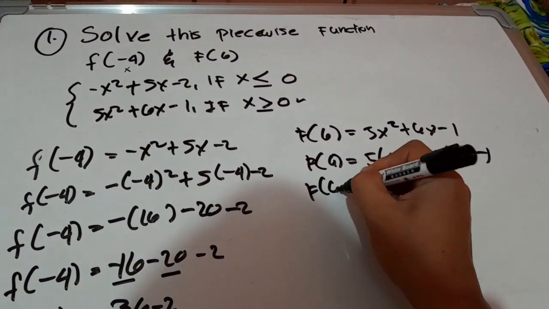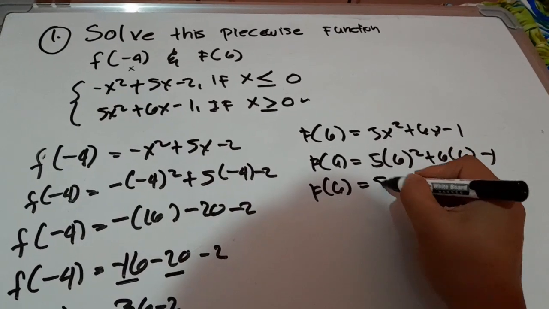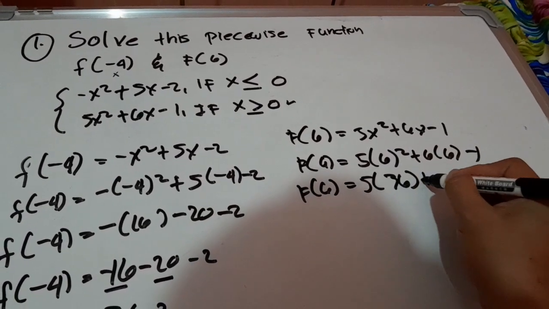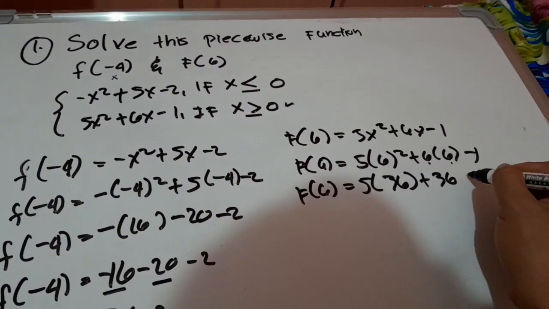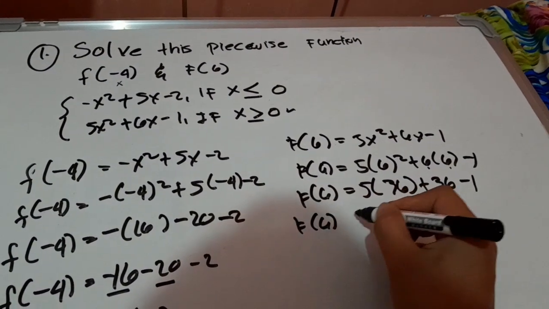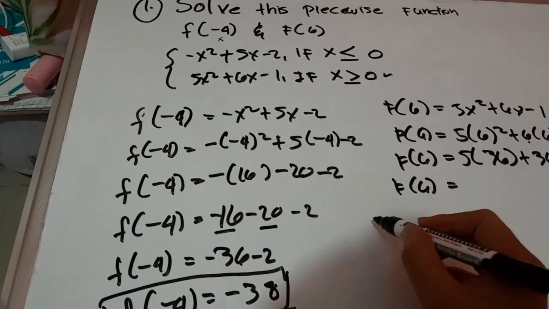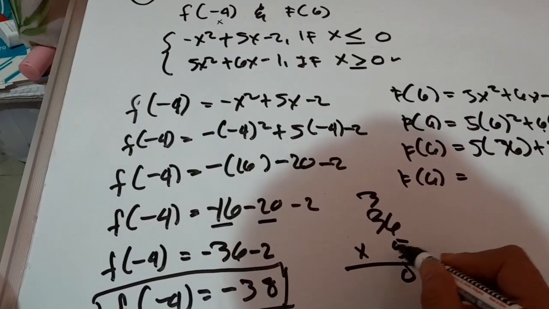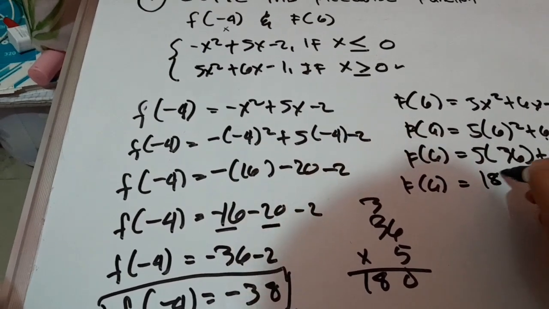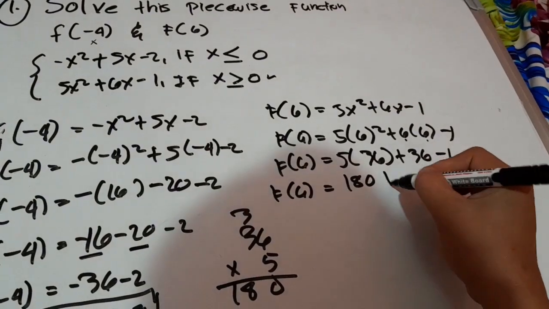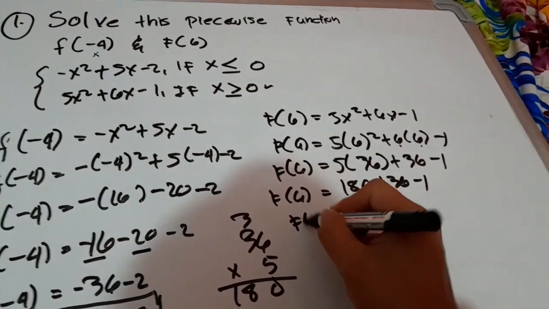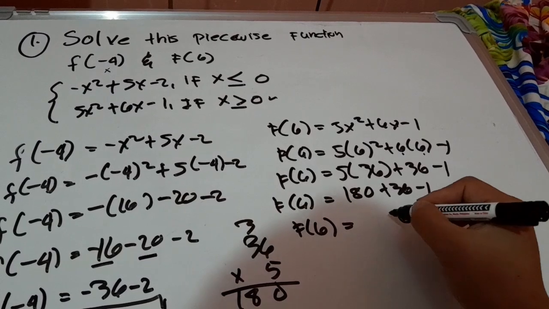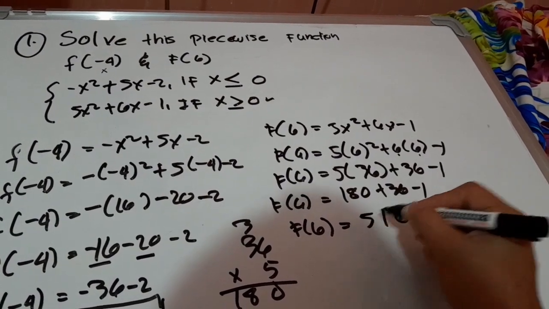So f of 6 equals 5 times 6 squared equals 36, plus 6 times 6 equals 36 as well. Then f of 6 equals 36 times 5. So let us compute. 36 times 5 equals 180. So 180 plus 36 minus 1. So f of 6 equals 180 plus 36 equals 216 minus 1.